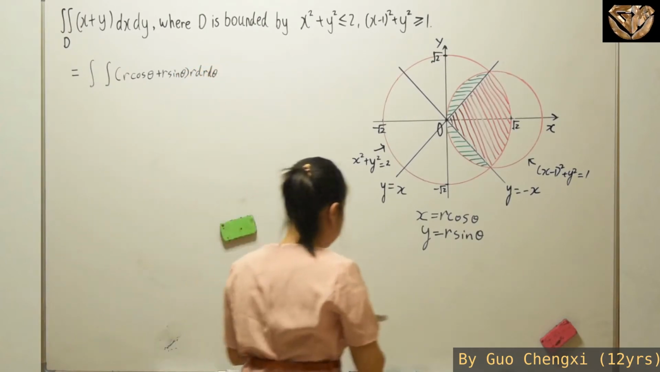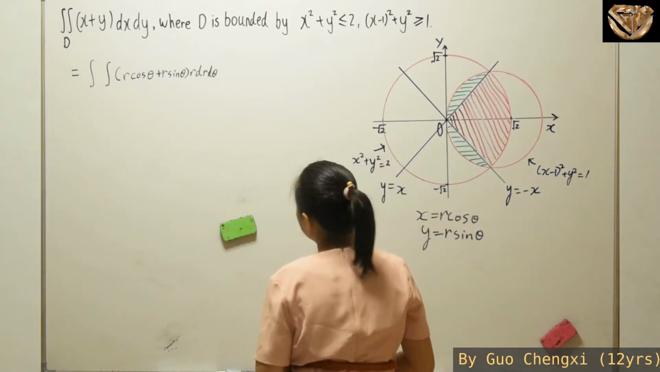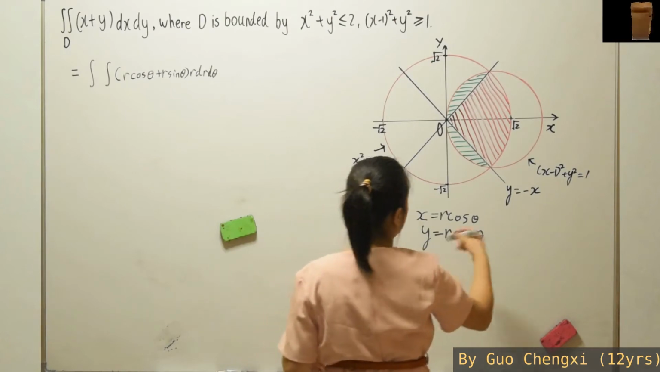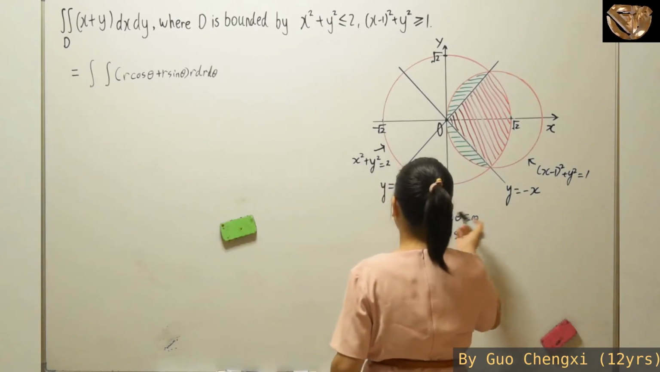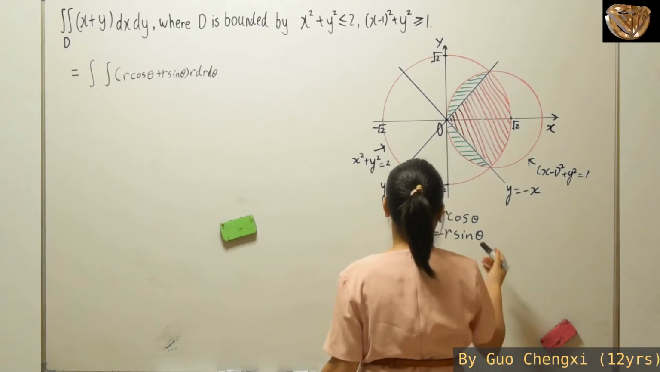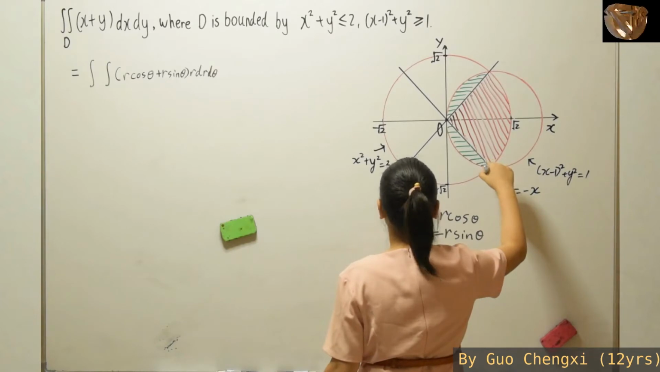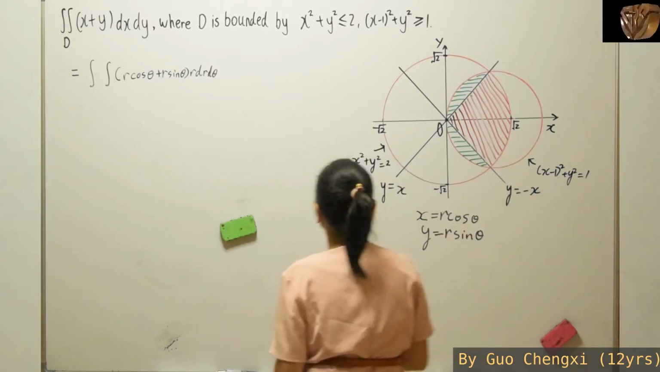Okay, but what is its boundary? If you're wondering why y is equal to x and y is equal to negative x, it's because the intersection point for this part is 1. Okay, so yeah, that's why.